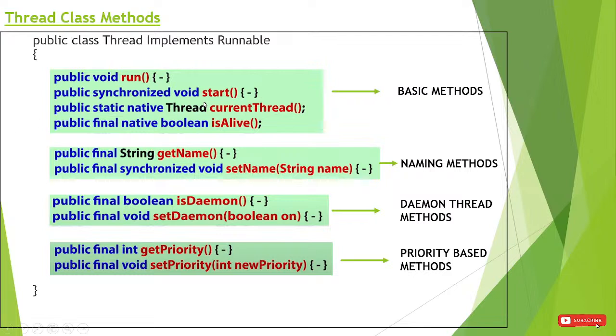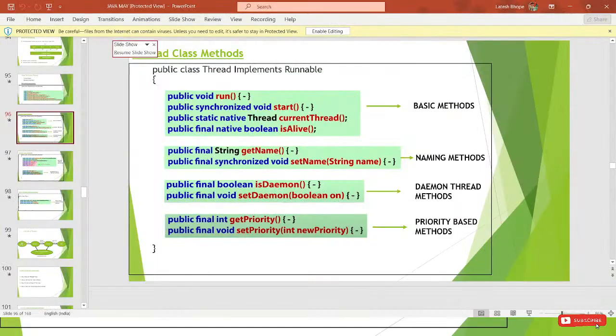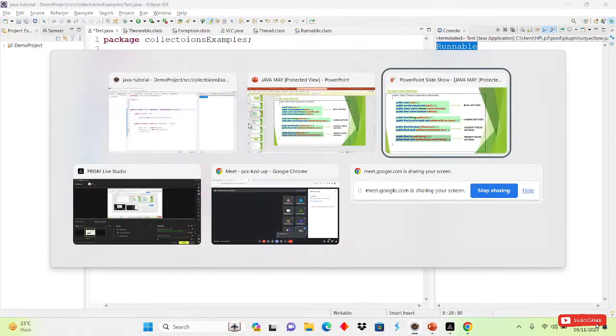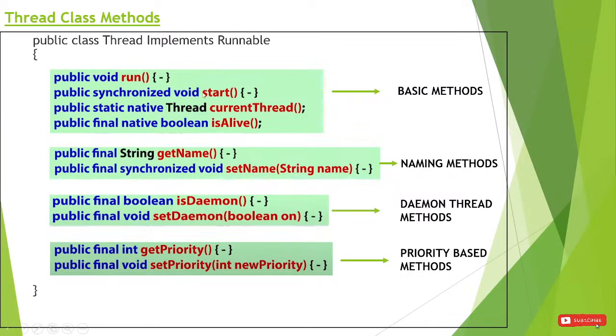After that, we have these methods also, the currentThread method and the isAlive method. What is the use of isAlive? With the help of the isAlive method, it returns a value, true or false. If the thread is alive, it will return true. If the thread is not alive, it will return false. We will try that, but before that we will see another method, the currentThread method, before the isAlive method.